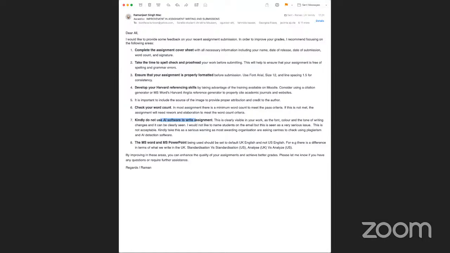And in the last couple of weeks, all the awarding bodies, because of ChatGPT and other software which is available, have issued very serious warnings to centers to use AI software to detect if the assignment has been written using one of the artificial intelligence softwares.